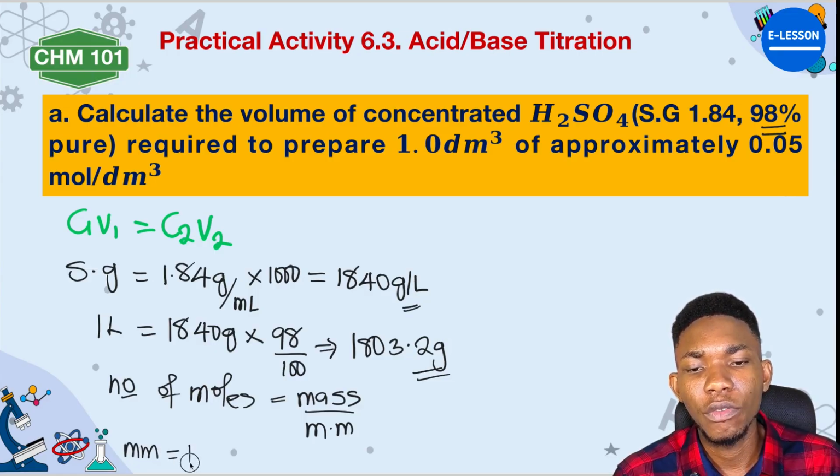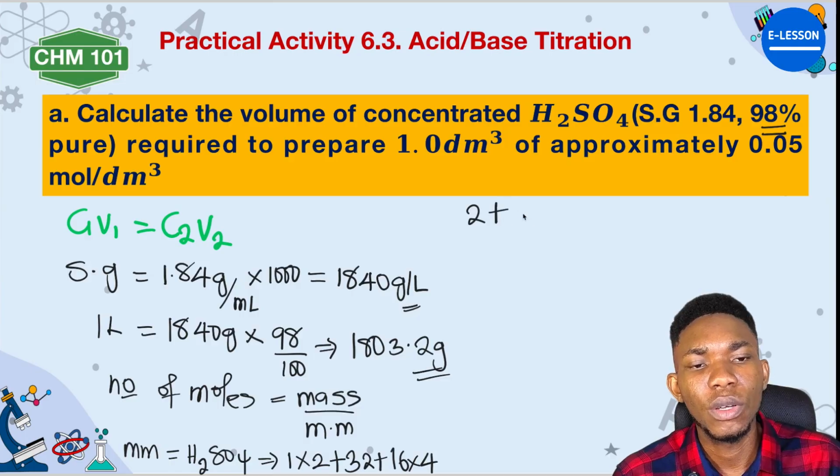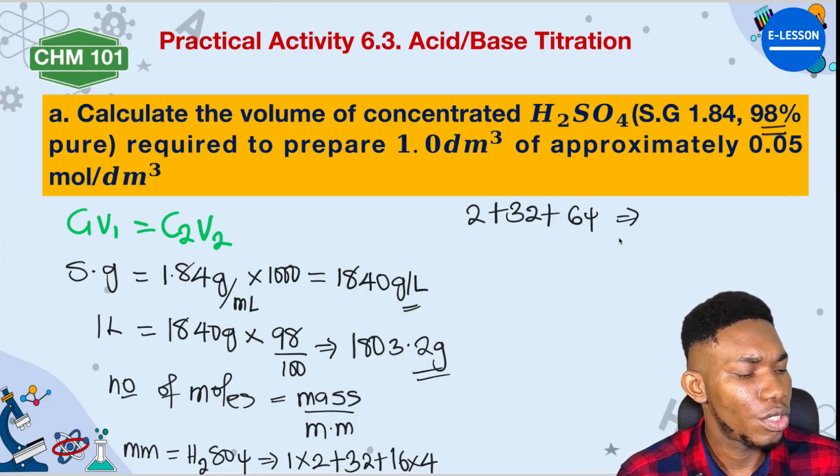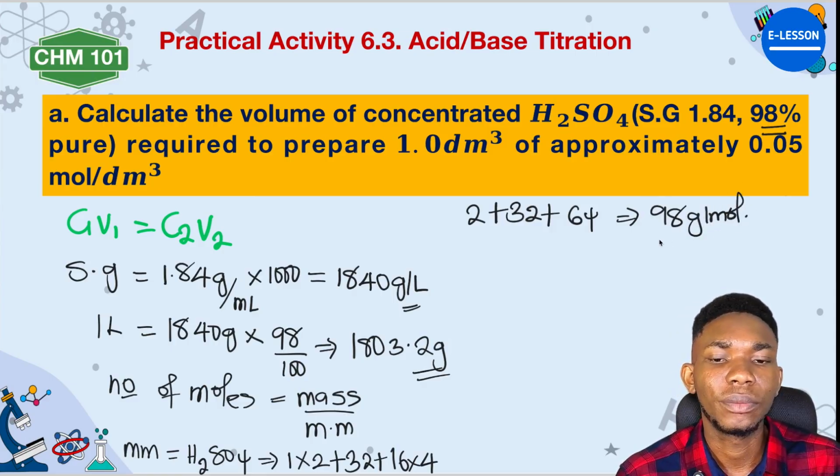What is the molar mass of H2SO4? H2SO4 consists of 2 hydrogen, 1 sulfur, 4 oxygen. Hydrogen is 1 times 2 of them. Sulfur is 32. Oxygen is 16 times 4 oxygen. 1 times 2 will give us 2, plus 32, plus 16 times 4 is 64. And when you punch your calculator, that will give us 98: 32 plus 64 plus 2. So that gave us 98 gram per mole. That is the molar mass.